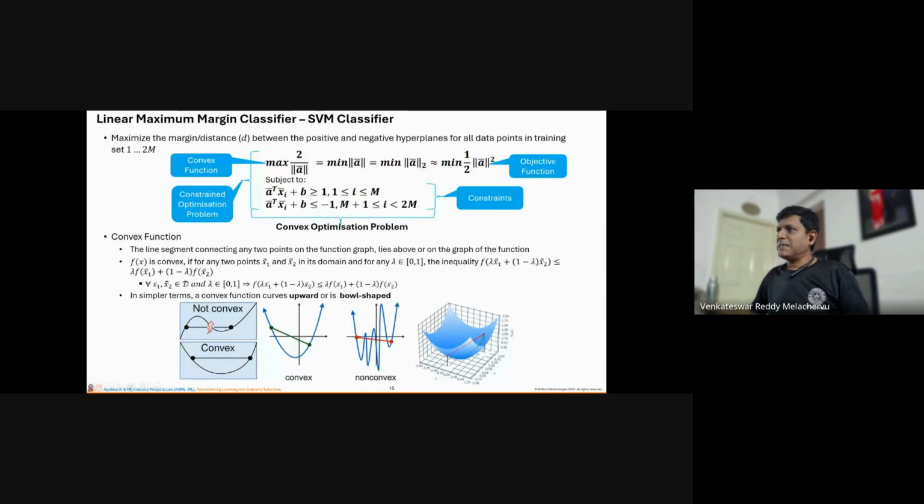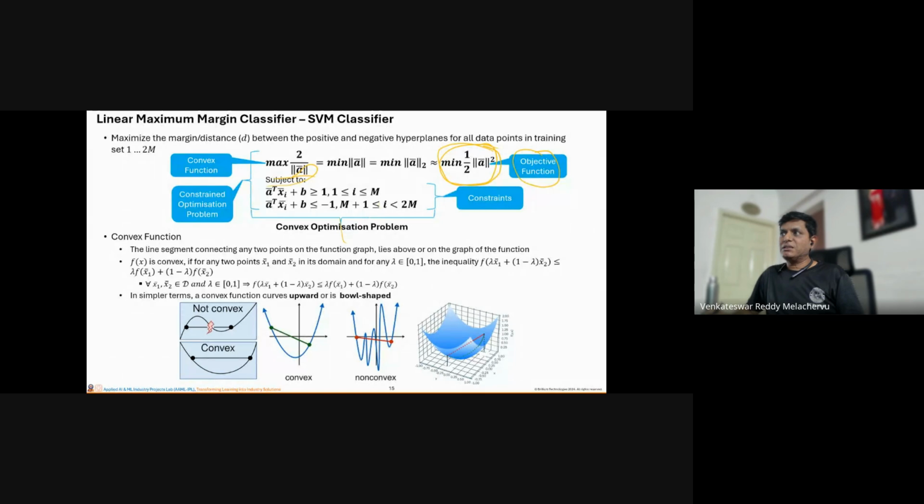Right? This is nothing but a standard way of representing an optimization. We minimize this equation, also called the objective function, because that is your objective. Your objective is to minimize or maximize, here in this case minimize, this objective function, subject to certain constraints.